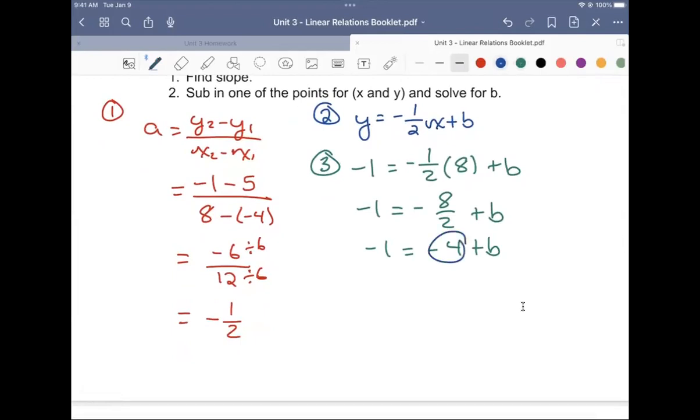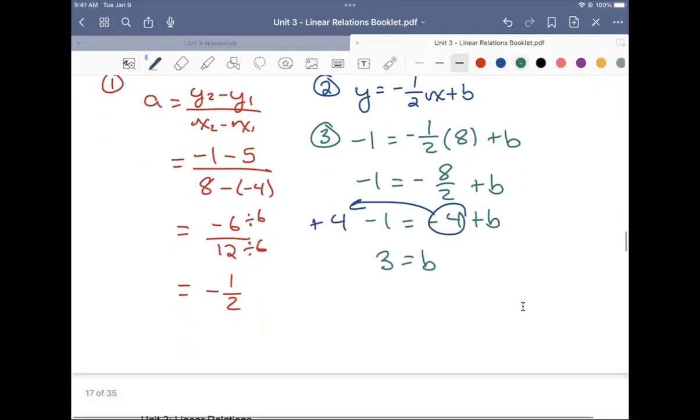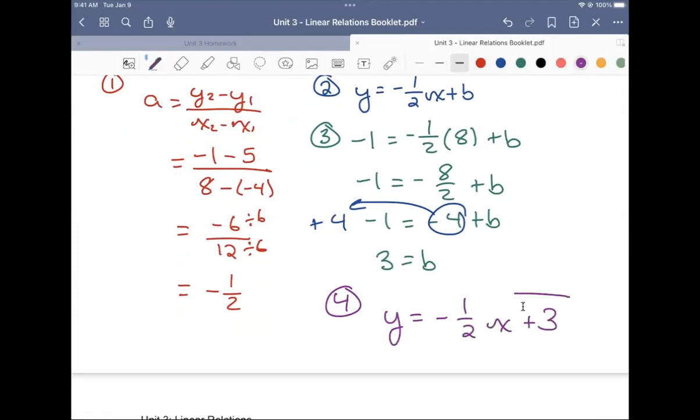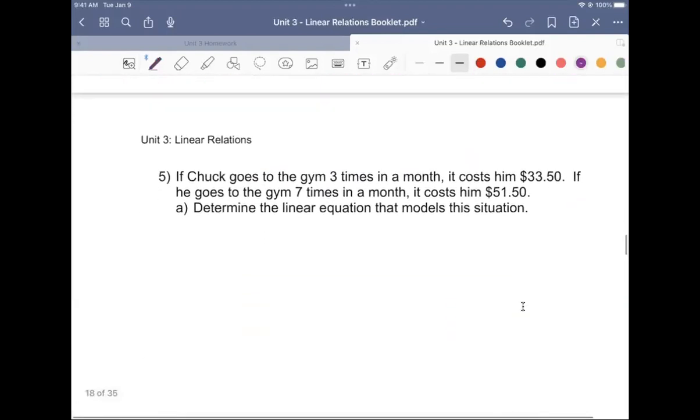I'm then going to rearrange to isolate for b. So then I get +4 minus 1 is 3 is equal to b. And my final step is to rewrite my equation as y is equal to -1 over 2x plus 3. And that is my equation of the line. We're going to do another example of that.